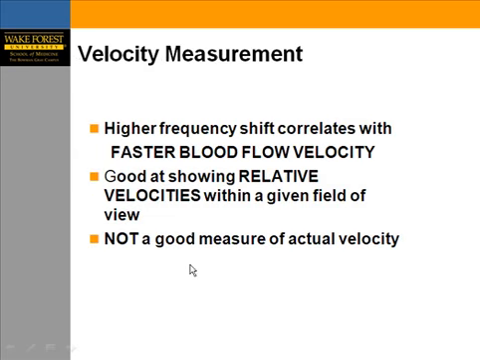Now we move to velocity measurements. Higher frequency shift will correlate with faster blood flow velocity. It's good at showing relative velocities within a given field of view. But you have to keep in mind, it is not a good measure of the actual velocity.